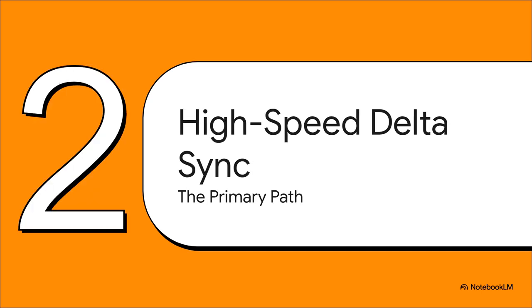Okay, so meet part one of the solution, the high-speed delta sync. You can think of this as the system's default mode. It's what's running 99% of the time when we're all online and collaborating. And it's built for one thing, and one thing only, just pure blazing speed.